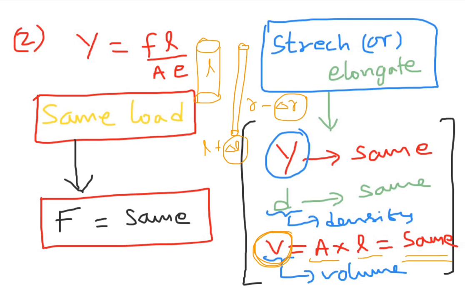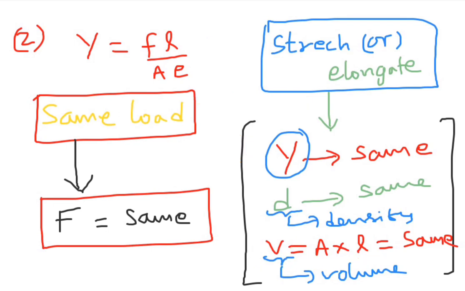This is the information you have to remember during stretching. What are the points to be noted? The first point, Young's modulus is the same. The second point, density is the same. The third point, the volume of the wire will remain constant during stretching. Even though cross sectional area and length change, the total volume will remain constant. These three quantities you have to remember.